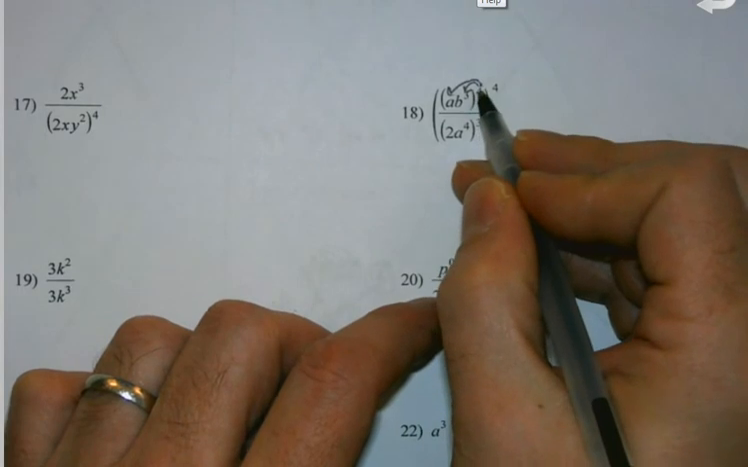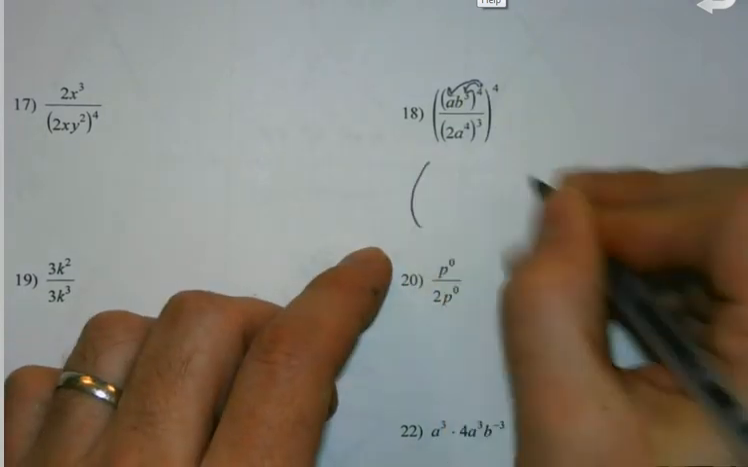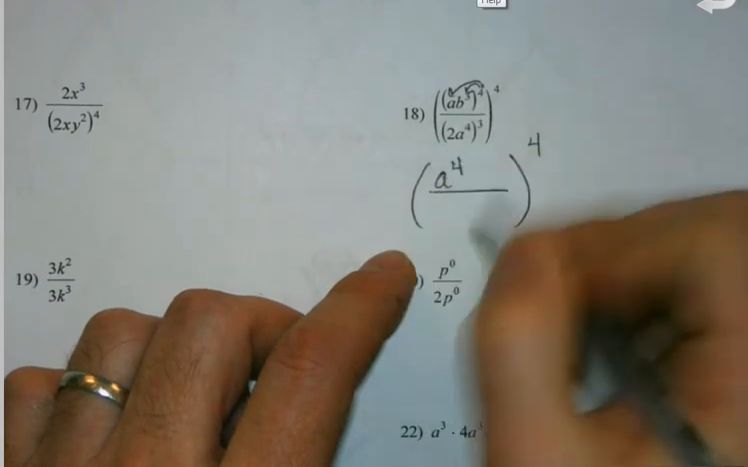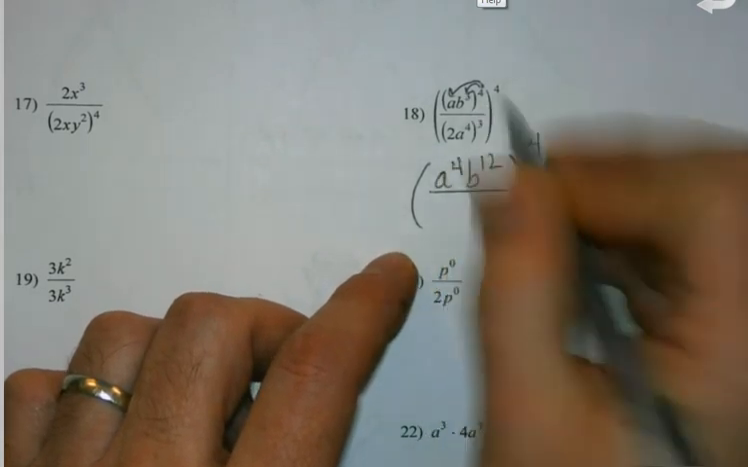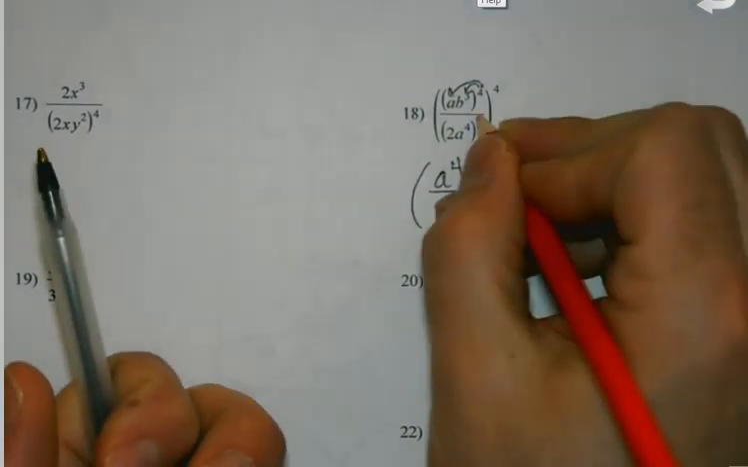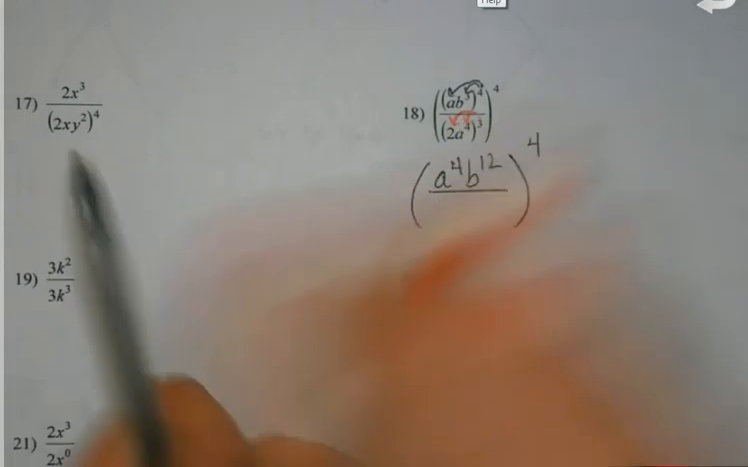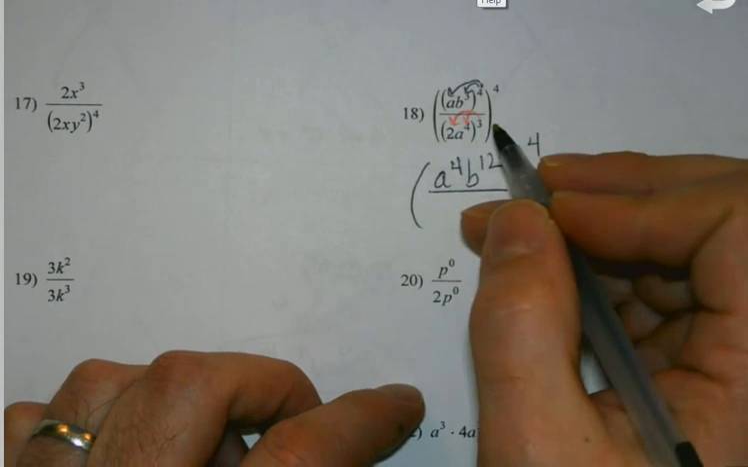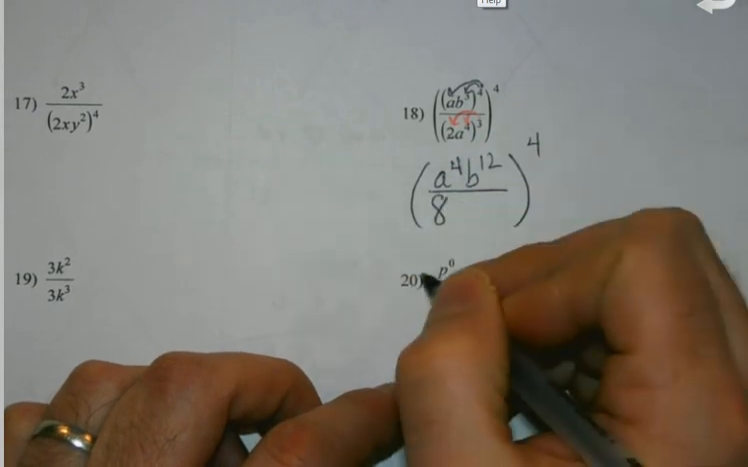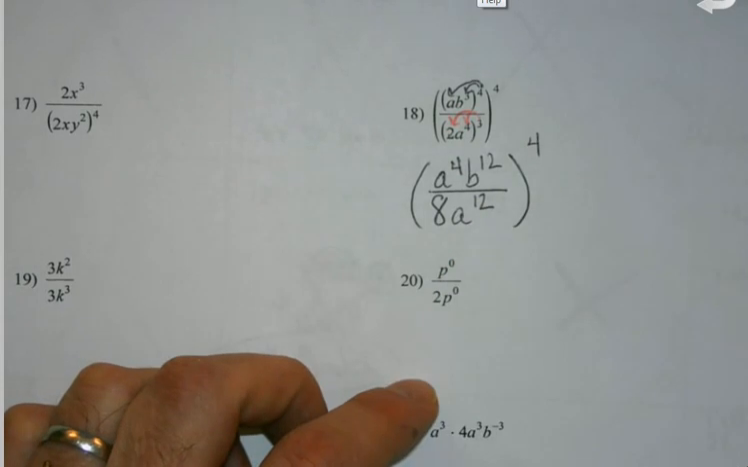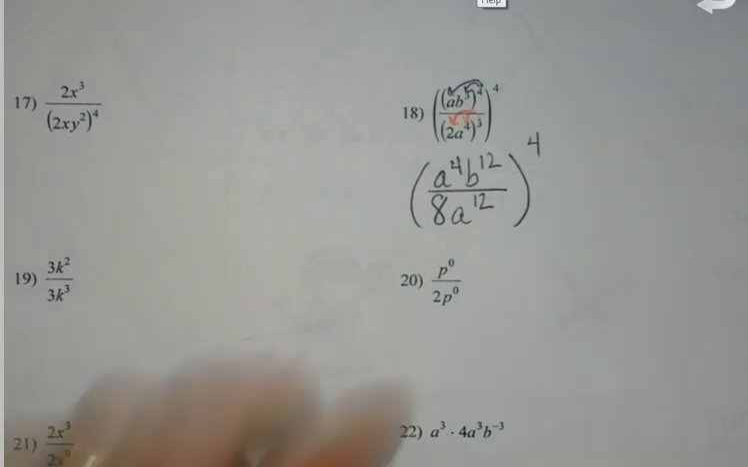So here up top, I'm going to distribute this 4. So I'm going to get my big parentheses in here still. So I've got a to the 4th and b to the 12th, because that's 3 times 4. Down below, that 3 is going to distribute through. So 2 to the 3rd power, let's see, 2 times 2 times 2 is 8. And 4 times 3 is 12. Oh my. So now that we're rid of the first set of parentheses, we always work from the inside out.